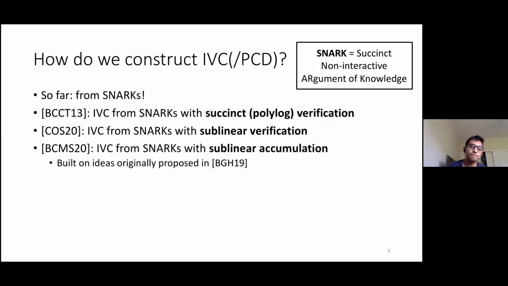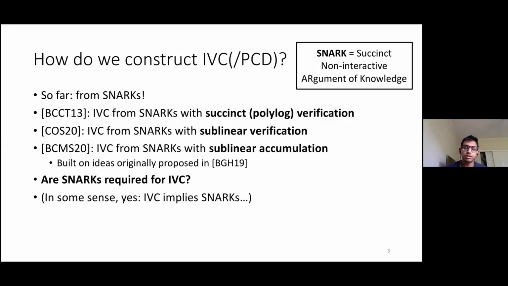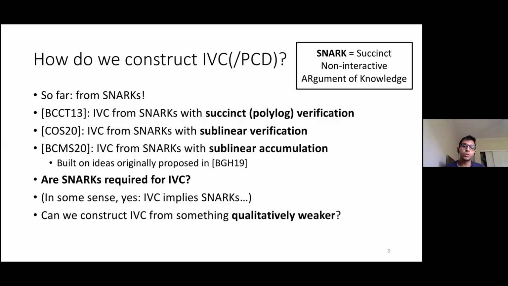Right? So the question we wanted to ask in this work is, it seems that SNARKs are essential, but are they actually required for constructing IVC? And in some sense, the answer is yes, because IVC does imply SNARK. So if you have a construction of IVC, you can construct, as I said, the low complexity SNARKs from that IVC, right? But what we want to do is ask whether we can construct IVC from something that's qualitatively weaker than SNARKs, maybe just a non-interactive argument of knowledge.